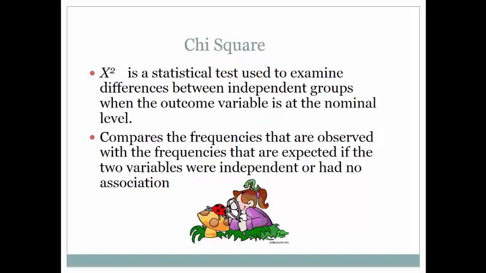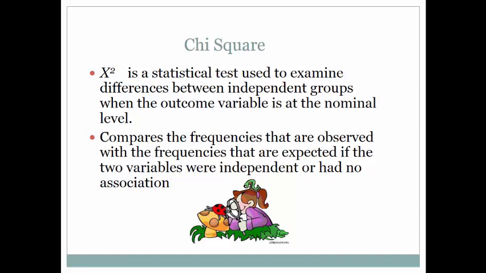A chi-square is a statistical test that's used to examine the differences between independent groups when the outcome variable is at the nominal level. You knew those levels of measurement were going to come back, right? Now you have to look at what the outcome variable is in your study and determine if it's at the nominal level. Then you could use a chi-square test. The test itself compares the frequencies that are observed with the frequencies that would be expected if the two variables were independent or had no association.